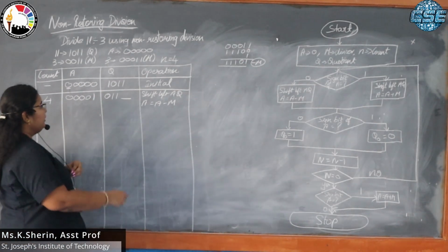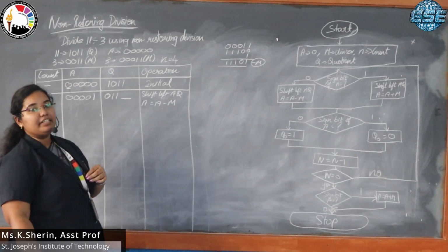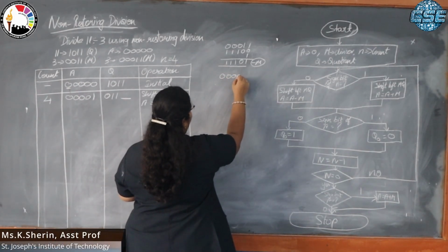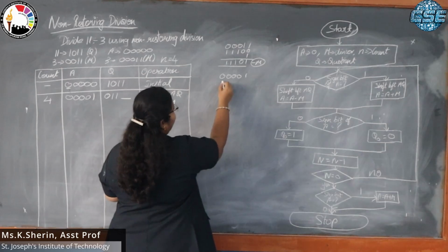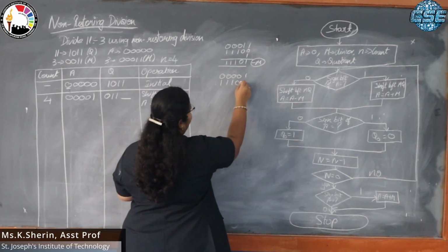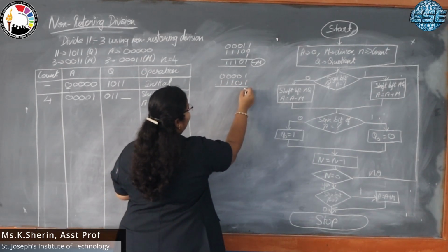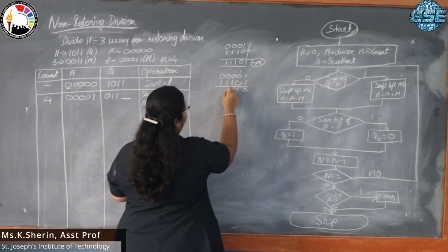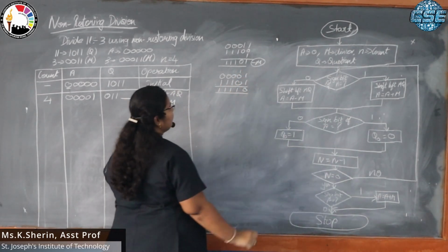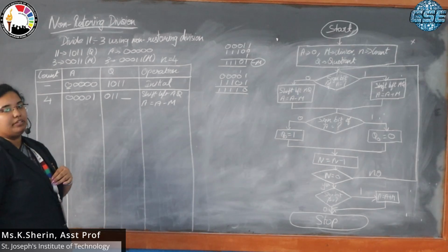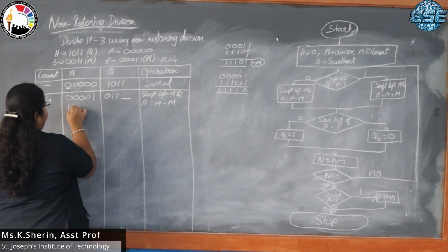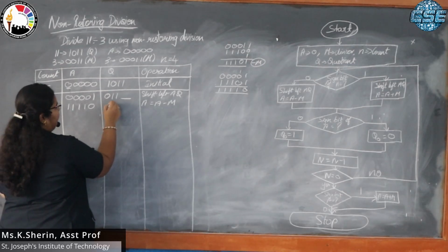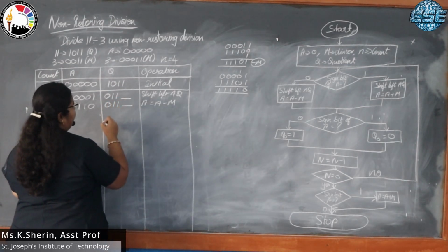So what is the A value given over here? It is going to be 00001. So I'm going to solve it: 00001, and minus M is going to be 11101. So what is given over here? 1 plus 1 is 0. Then again 1 over here, 1, 1, 1, 1. So this is going to be my A value, 11110. The Q value is going to be the same thing, 0110.